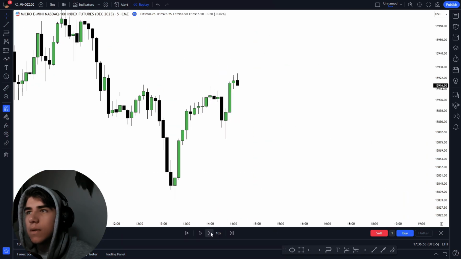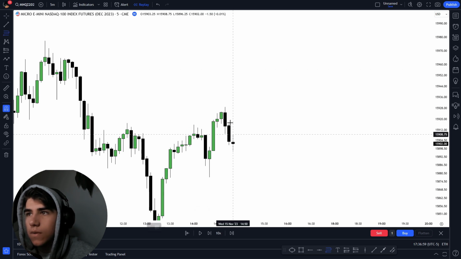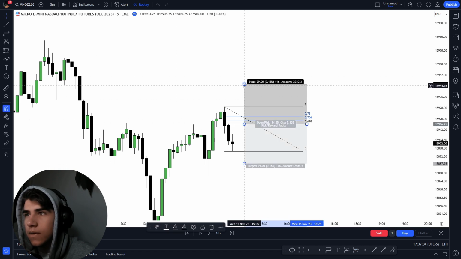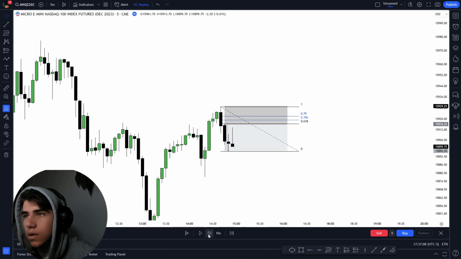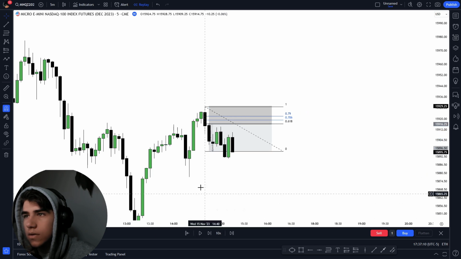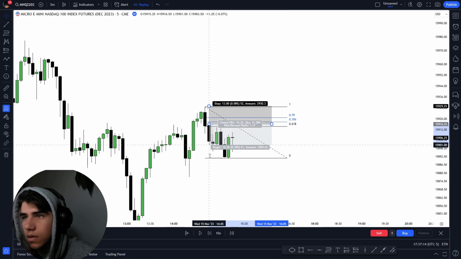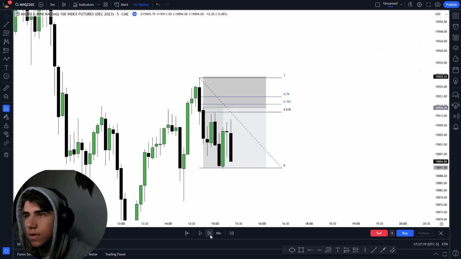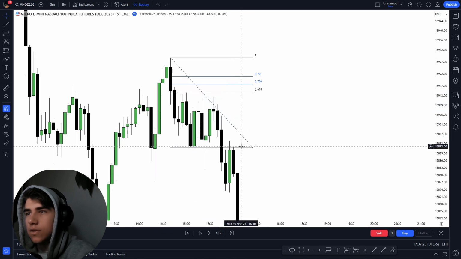That high was not swept. There we go. Okay, so let's see if we can get displacement. There we go. Now let's do this right here. And here we go. Now we change it to here, right? Because the low changed. Let's see if we can get filled. So unfortunately, we are not getting filled on this trade.